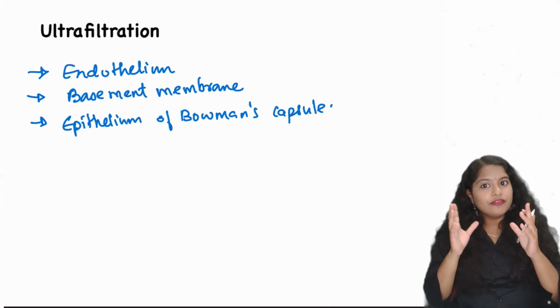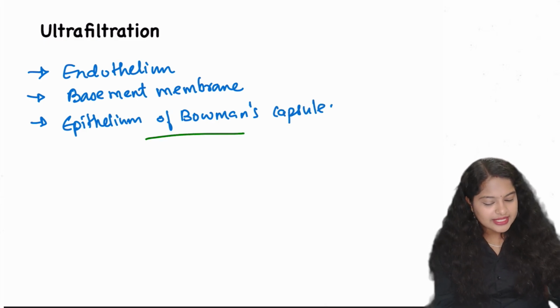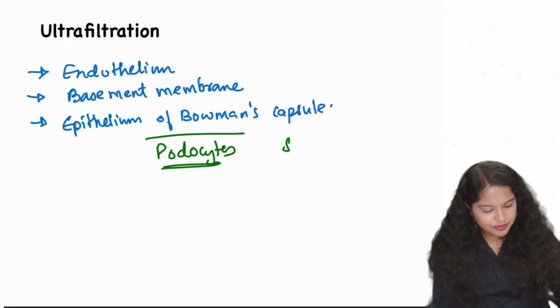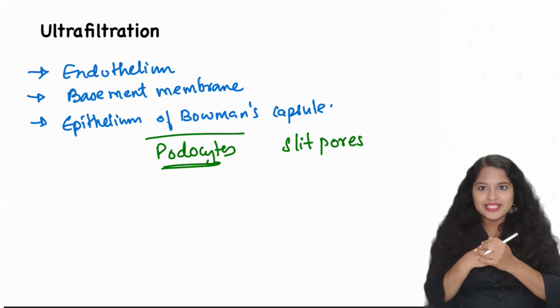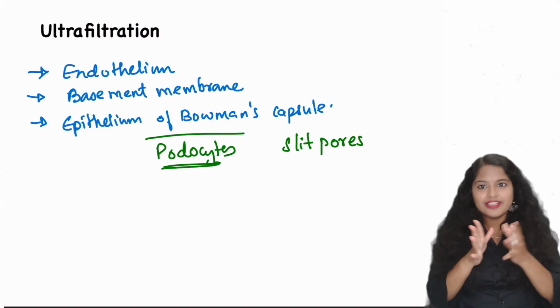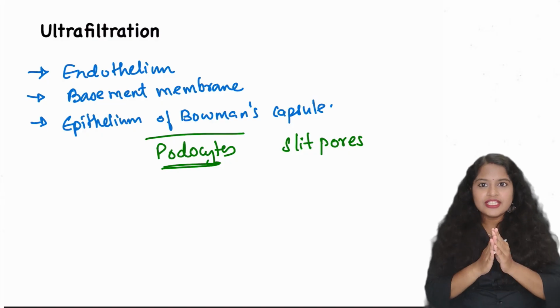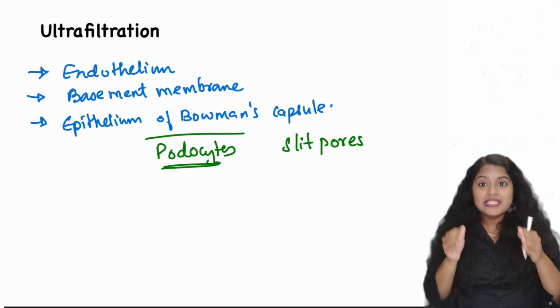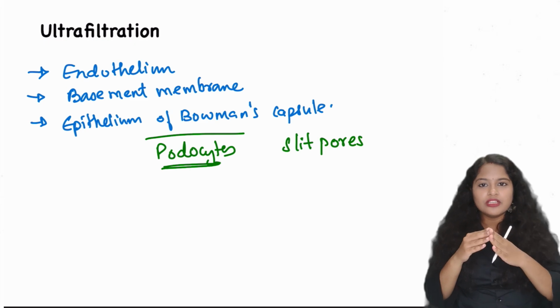The epithelium of the Bowman's capsule is called the podocytes. And these podocytes have small minute pores called slit pores, and through these only the ultrafiltration is taking place. The amount of filtrate produced by the kidney is called the glomerular filtrate. The glomerular filtration rate is 125 ml per minute, approximately equal to 180 liters per day. But still we remove only 1.5 to 2 liters of urine per day.